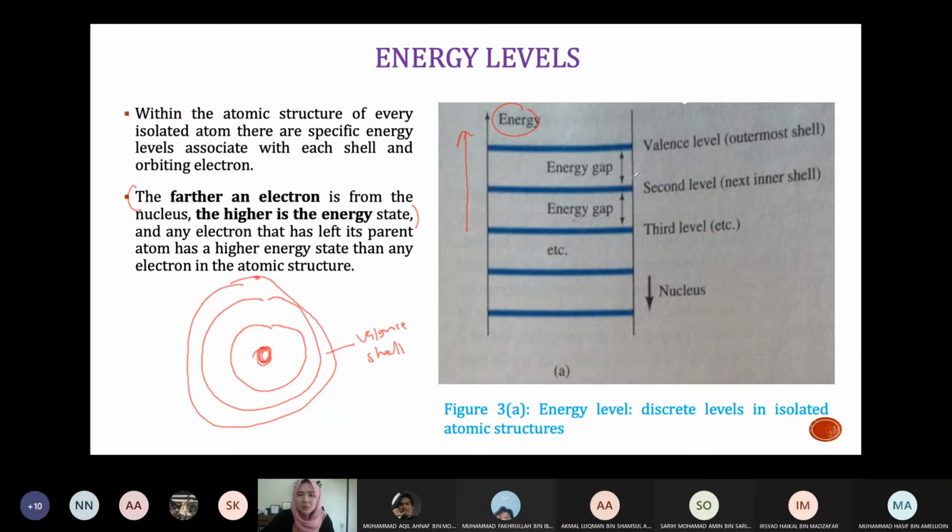Okay, and in between the shells, over here in between, we have what we call the energy gap. So this is the energy gap. This is what it means based on the figure.